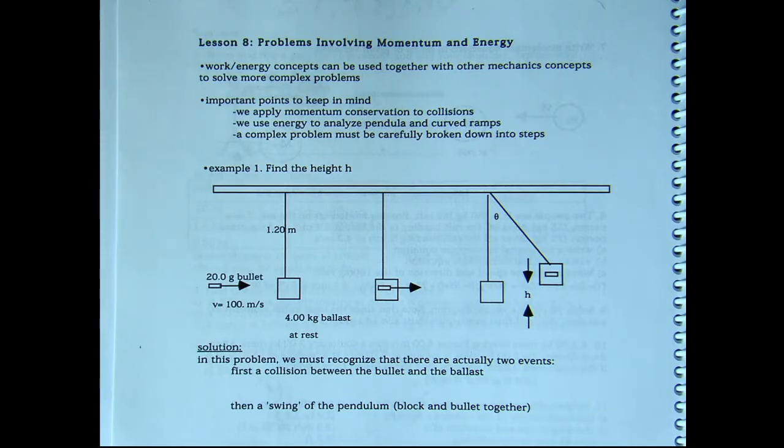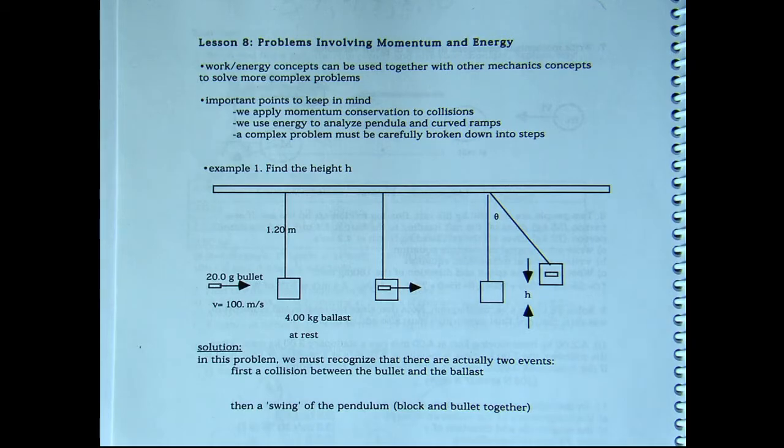Together, these 2 concepts can be used to solve rather complex problems. So for example, we have a block hanging from the ceiling and we're going to shoot it with a gun, obviously, but the bullet is going to hit the block, embed itself, and we want to know the height to which the block is going to rise. With all of these kinds of problems, this is actually my second favorite lesson to teach. There's a lesson coming up that's actually a lot of fun that involves this as well.